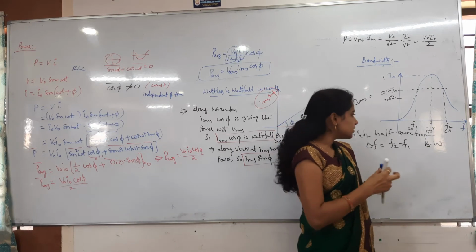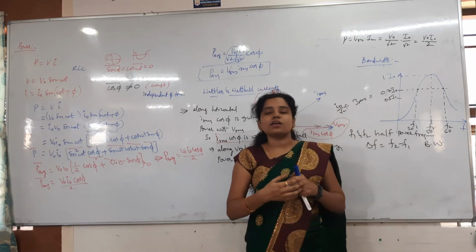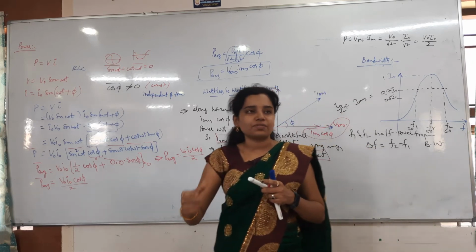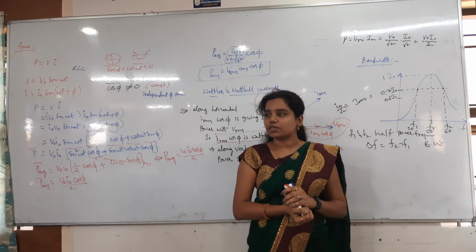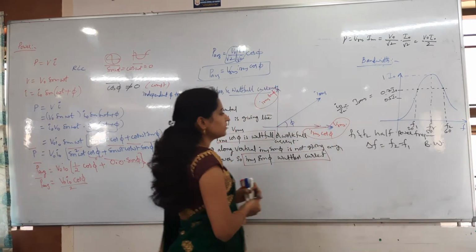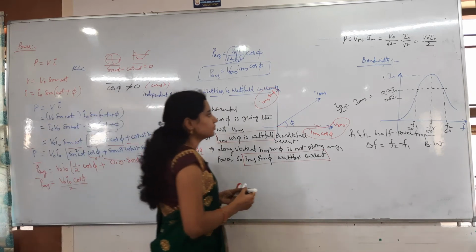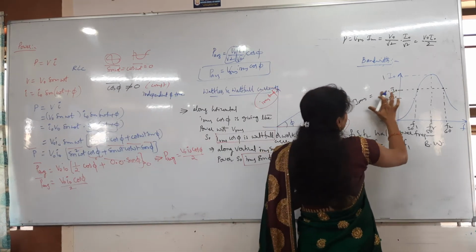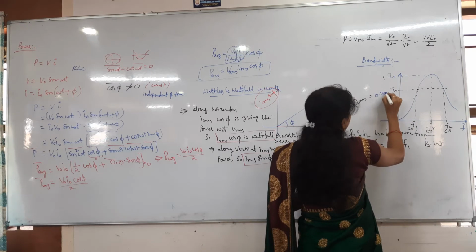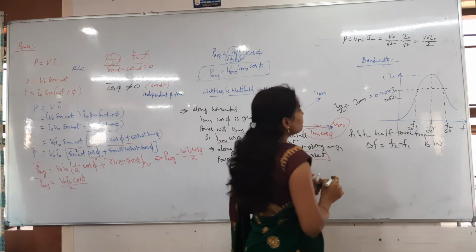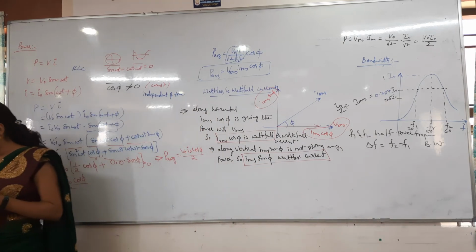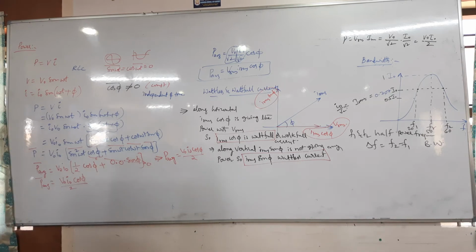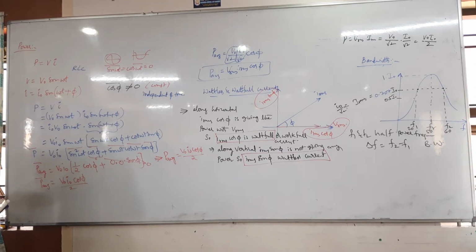So here the frequencies F1, F2 give you exactly half of the power, so they are known as the half power frequencies, and the difference between them is known as what? Bandwidth frequency. Clear? Copy that. Bandwidth: the difference of half power frequencies.